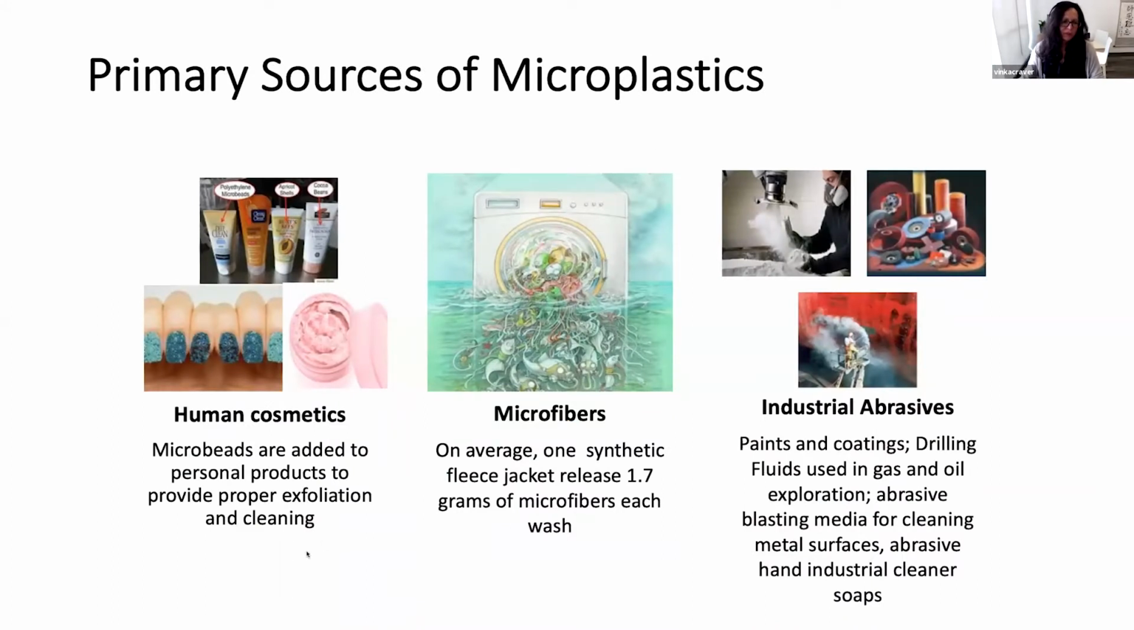Some primary sources, cosmetics, fibers from clothing, and industrial uses, are the main sources of primary microplastics. At the manufacturing level, they are very useful for very different applications, so they are used pretty extensively in different materials or operations.